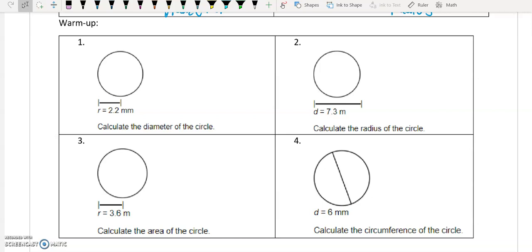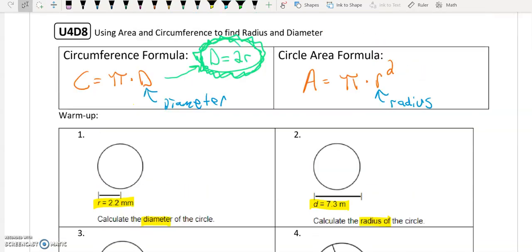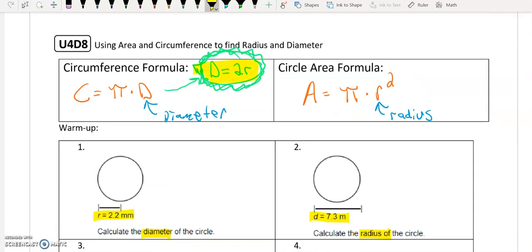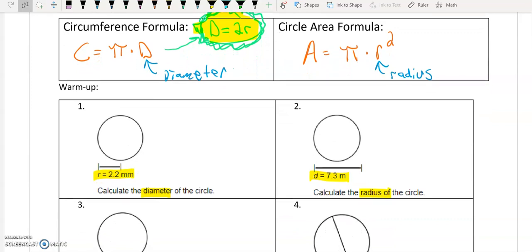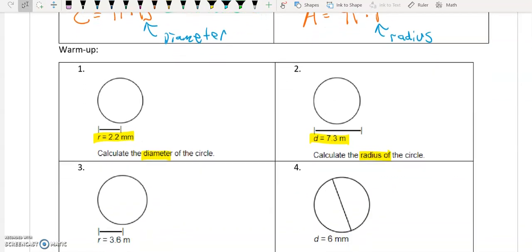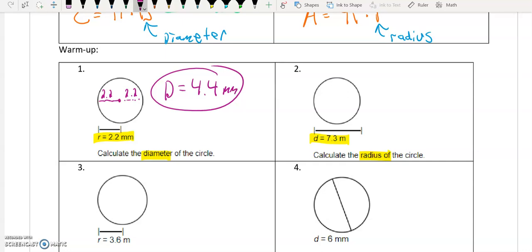The first 2 are pretty straightforward. They're just asking what the diameter is when they give you the radius, and then over here, what the radius is when they give you the diameter. So it comes back to that principle I set up here: diameter is just 2 r's put together. Down here with the first problem, it asks, what's the diameter? Well, the diameter is 2 of these r's put together. I could draw it in here. Here's the radius. We're going to have another radius on the other side. So 2.2 here, 2.2 here. My total distance from side to side is going to be 4.4. So my diameter is 4.4 millimeters.